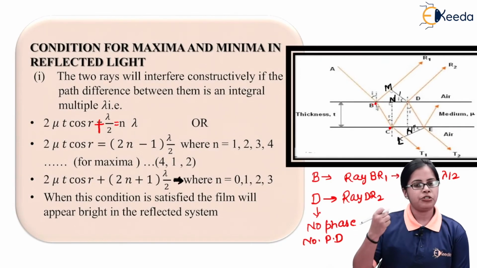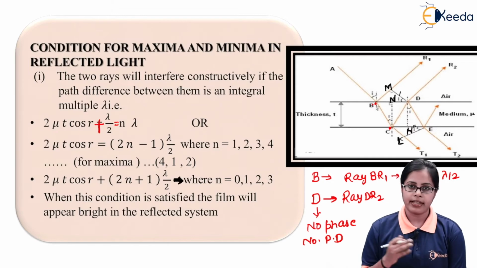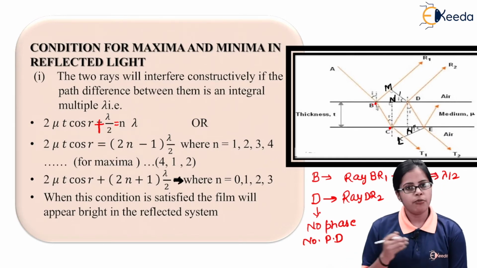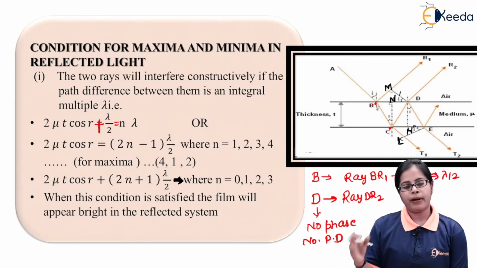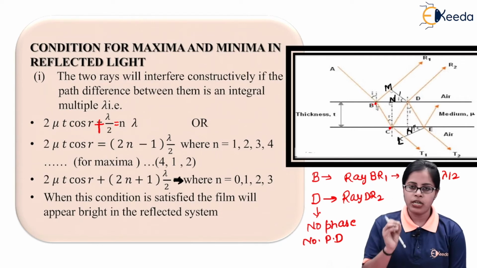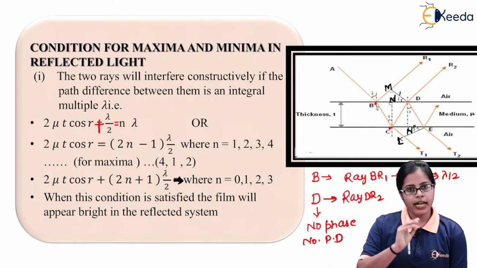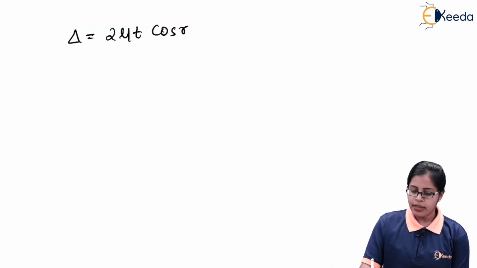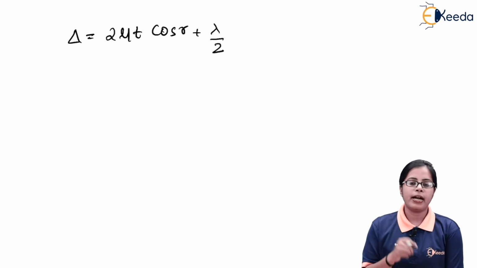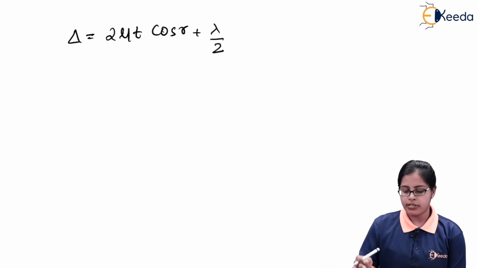Then, after concluding that at point B there is a path difference of lambda by 2 because the reflection is occurring from the denser medium, that is, it is a hard reflection, and for the second ray, at point D, there is no path difference, the path difference from the concept of hard reflection and soft reflection is only lambda by 2 at point B. So the total path difference between the rays BR1 and DR2 is going to be 2 mu t cos r plus the lambda by 2 obtained at point B because the reflection is occurring from the denser medium. So delta is equal to 2 mu t cos r plus lambda by 2.